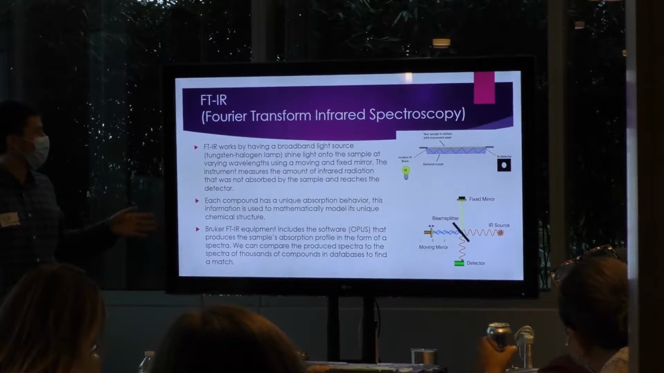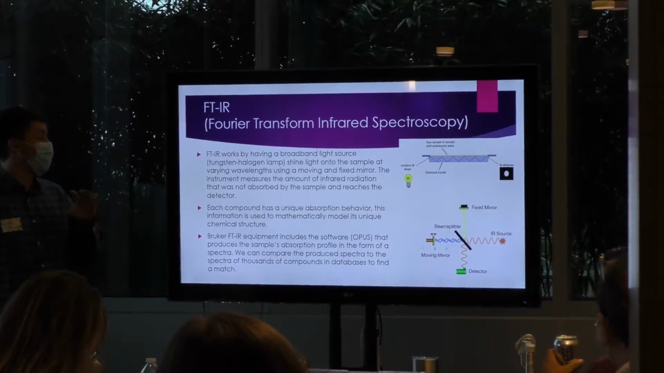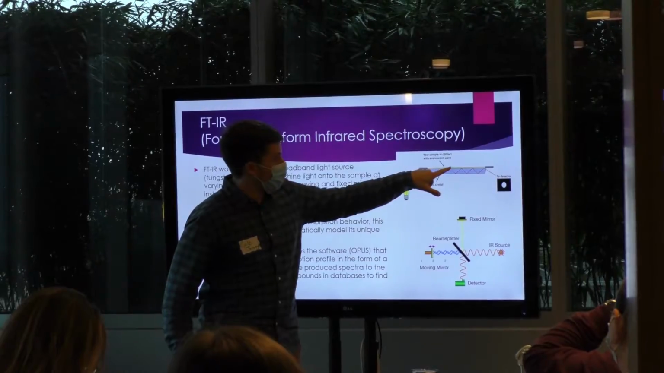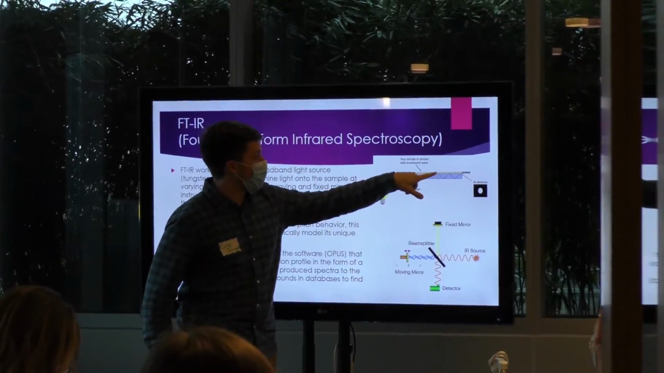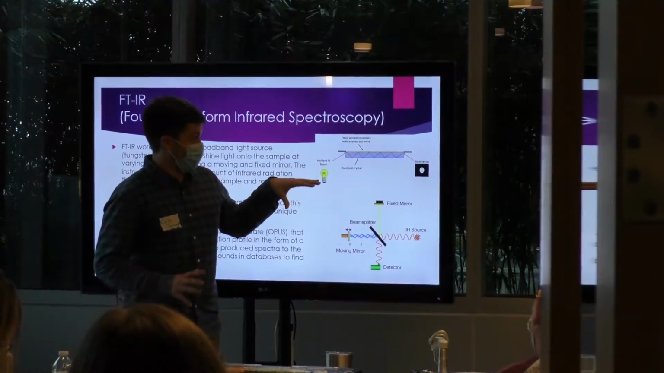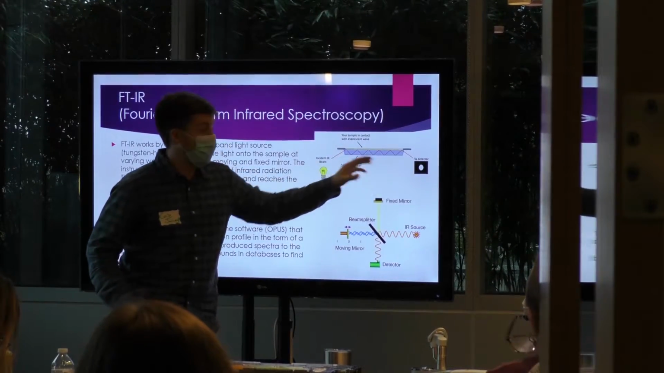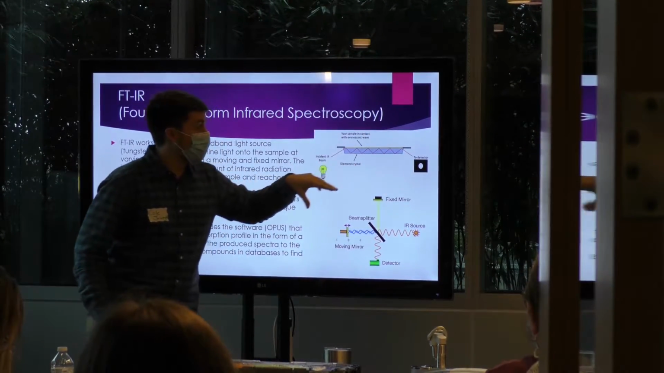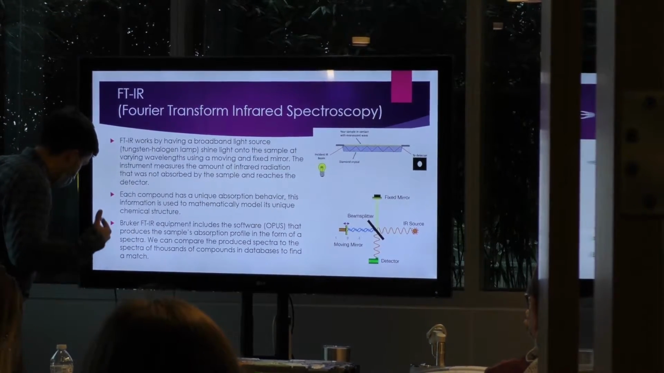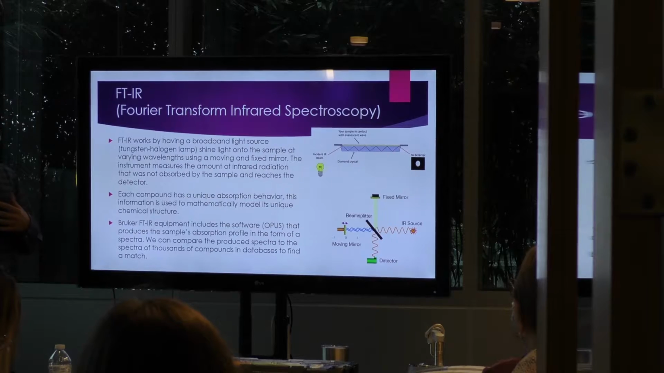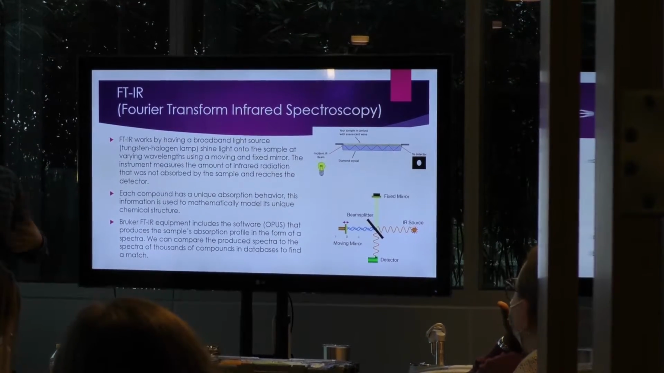So the instrument will measure the amount of infrared radiation that was not absorbed by the sample and reaches the detector. If you have a sample right above your diamond crystal right here, whatever infrared wavelengths are not absorbed by the sample will go to the detector. And by reading what is detected, you will know what was absorbed, and by knowing what was absorbed, you will be able to identify what compounds are present.